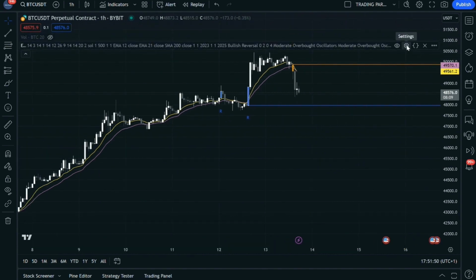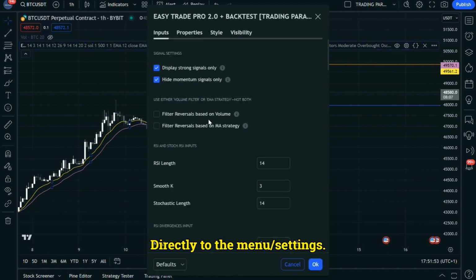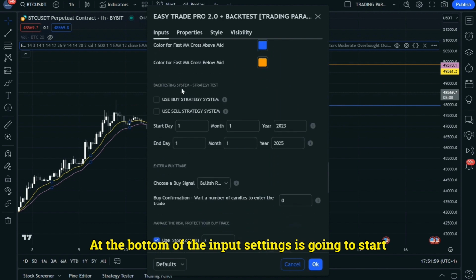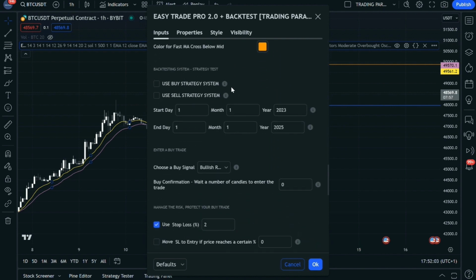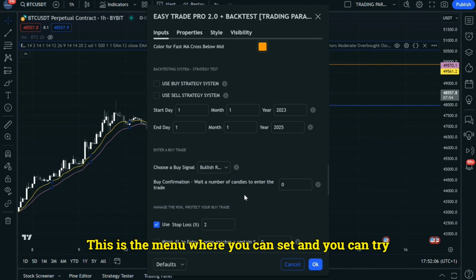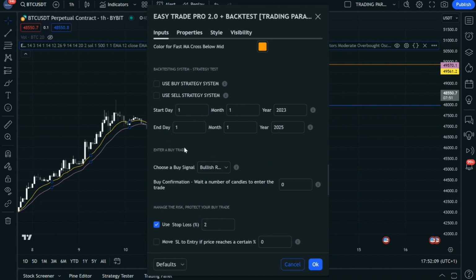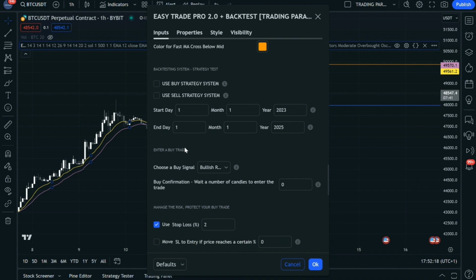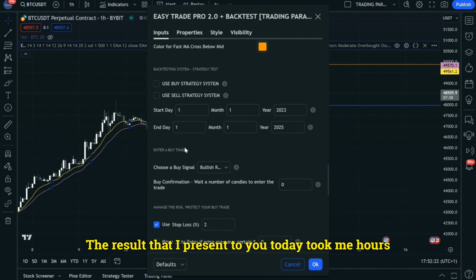If you head directly to the settings menu, at the bottom of the input settings is where the backtesting system starts. This is the menu where you can set and try automated strategies. Be aware that finding a completely automated system that is profitable is not simple, so it takes a lot of time. The result that I present to you today took me hours and hours and days to find. But in this world we have to be patient, and who is patient can find great results in the end.